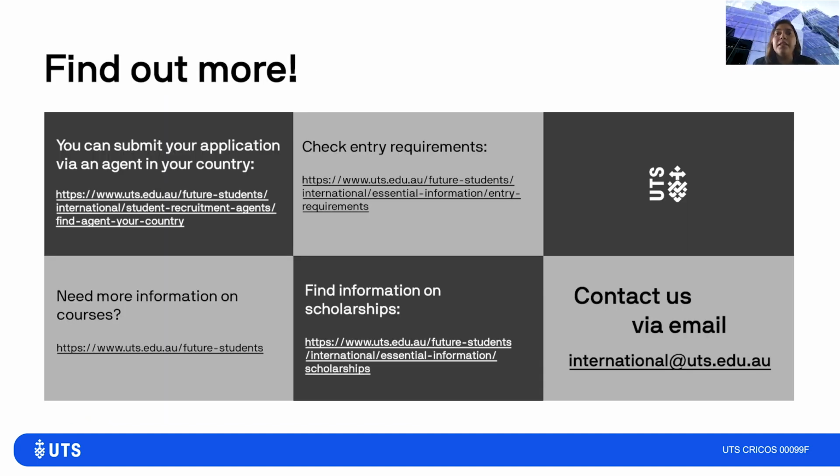Find out more. This slide gives you essential information about where you can find further resources. You can submit your application via an agent, like I mentioned, and that is the link where you will find the list of our agents. If you need more information about our courses, you should go to this web link, which will give you information about courses in detail. You can check your entry requirements through this link, where you can see the essential academic and English requirements that you need to meet.